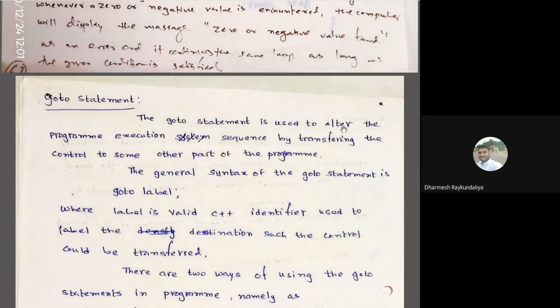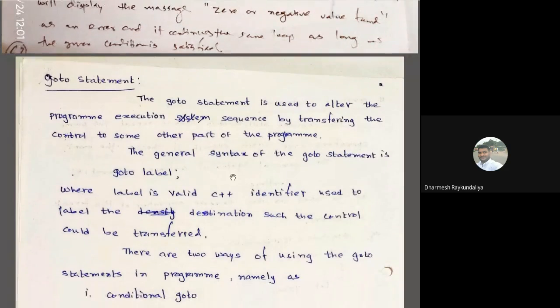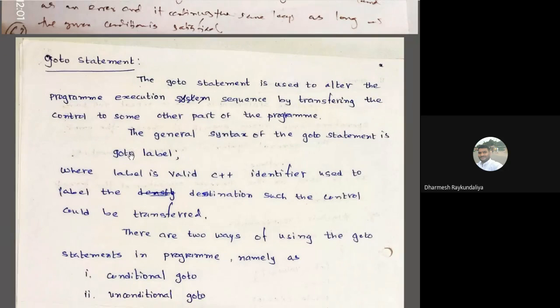The goto statement is used to alter the program execution sequence by transferring the control to some other part of the program, so it will just transfer your control from one segment of the program to another segment of the program, and the general syntax is goto label. Okay, so whenever you give the goto and some label is given, that label may be any valid C++ identifier, wherever the label is observed, your control is transferred from this segment to the another segment where the label is observed.